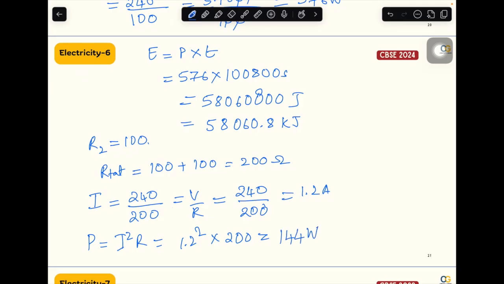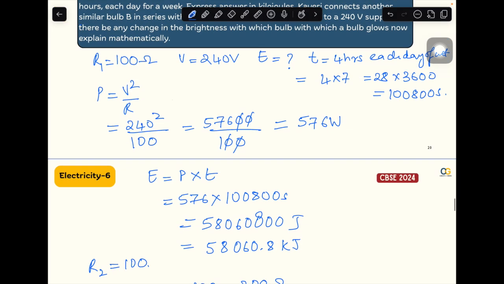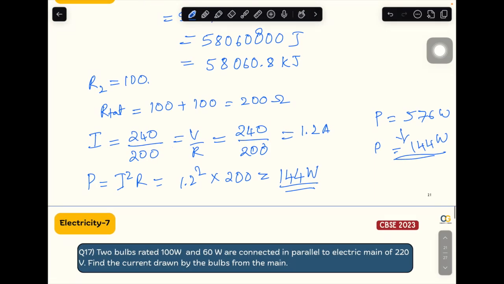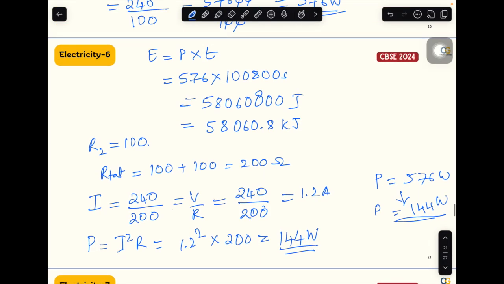So now what happens? Before, I had a power of almost 576 watt. Now I have come down to 144 watt. So from 576 watt, I have come down to 144 watt, which means that the bulbs will glow dimmer because the power has lessened, right? Brightness will get reduced when you connect two bulbs in series.